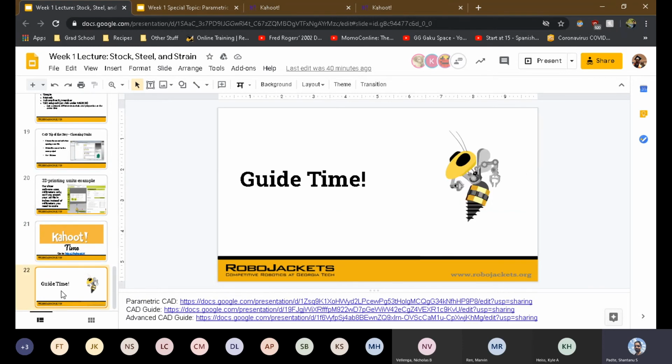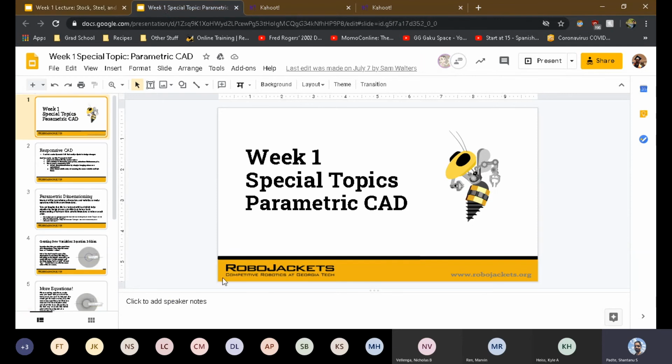Okay, so just one last thing we've got to cover. It's the guides that we have. So we have 3 guides. I'll be covering one of these, and this is called the parametric CAD. There are 2 other guides called the CAD guide and the advanced CAD guide that we'll be sharing with you guys. Feel free to go over these on your own time, at your own pace. And if you have any questions about these, feel free to ask us. They'll take you through making a part from start to finish, and explain certain tools along the way. But let's see, on to parametric CAD.